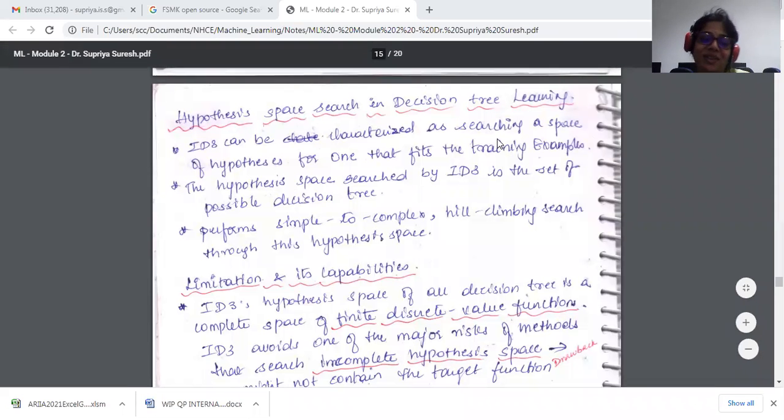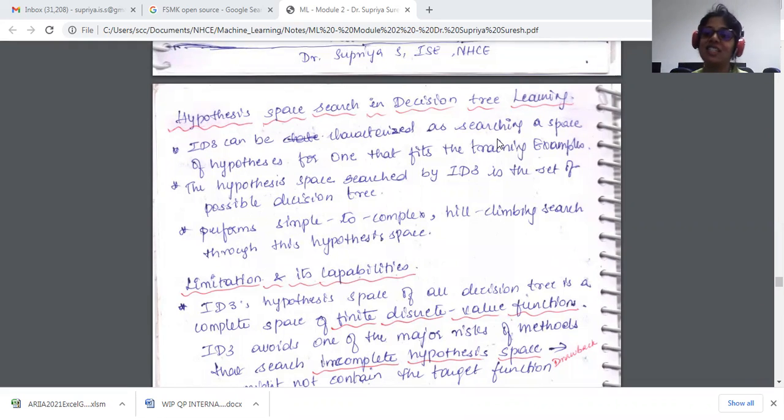Okay, to continue with hypothesis space search in decision tree learning. We've already seen what a hypothesis space is, right? All the given instances, with respect to the training data and its target values, entirely form a hypothesis space. How exactly does the learning of a hypothesis happen with a decision tree? Basically, a decision tree can be characterized as searching a space of hypotheses that best fits the training data.